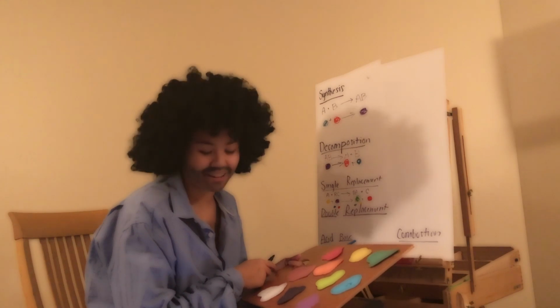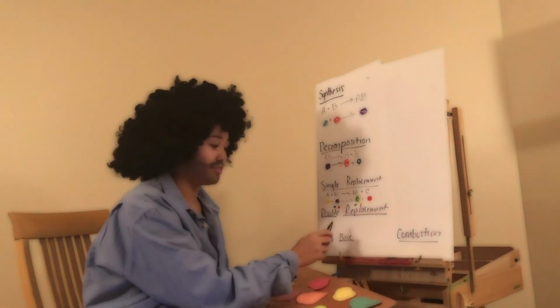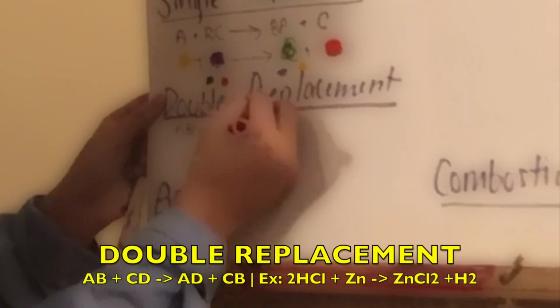Then there's this next one. Double replacement. We'll have two compounds on this side and two compounds on this side. Different, of course. The elements in each compound are going to replace each other. It's a beautiful thing, really.